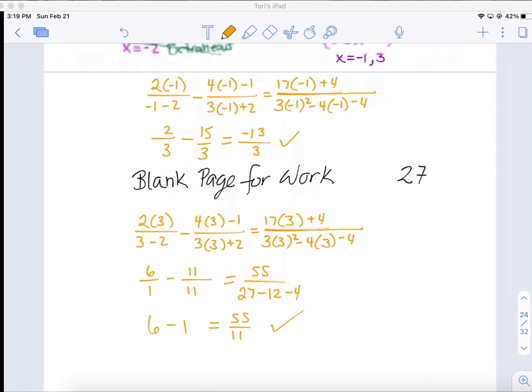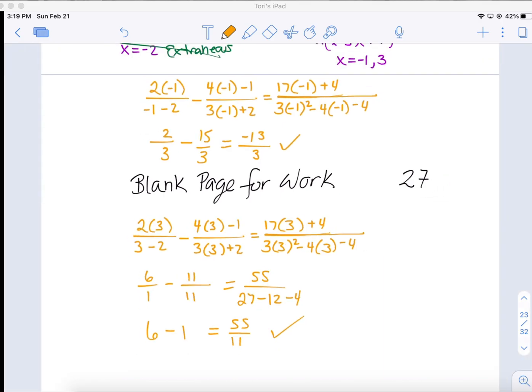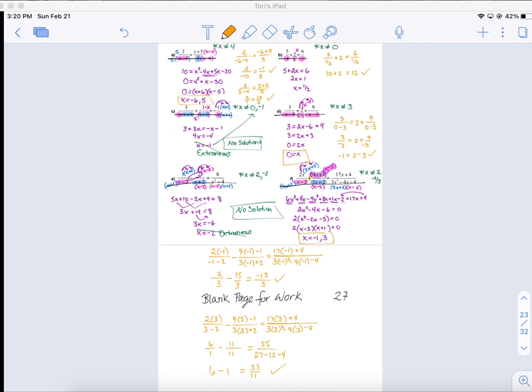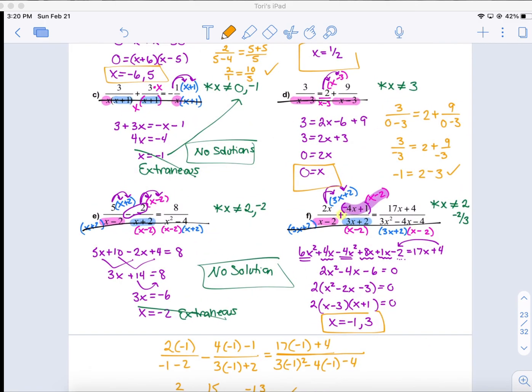All right, friends, if you missed any of that and need to copy it onto the other page, go ahead. But basically what we learned is that all of these solutions work. So general rule, you do have to show that you're checking. But unless your answer is blocked by the domain, you can almost assume that it's going to work, okay?